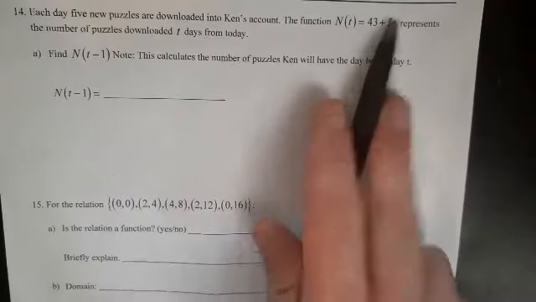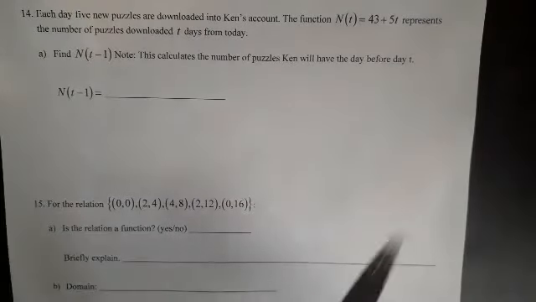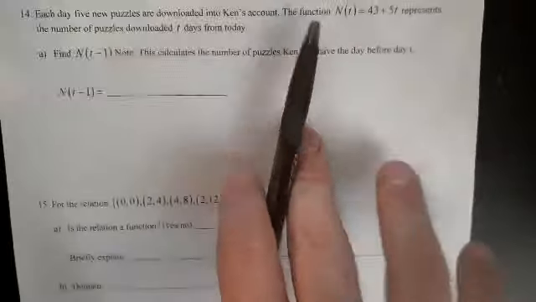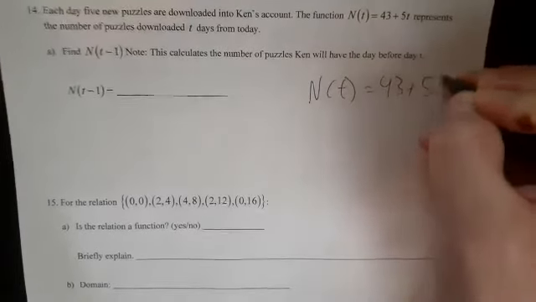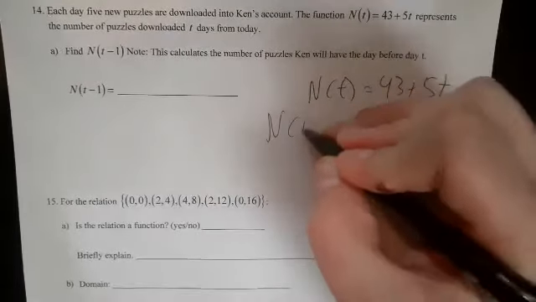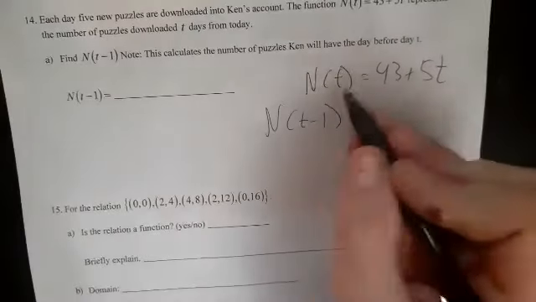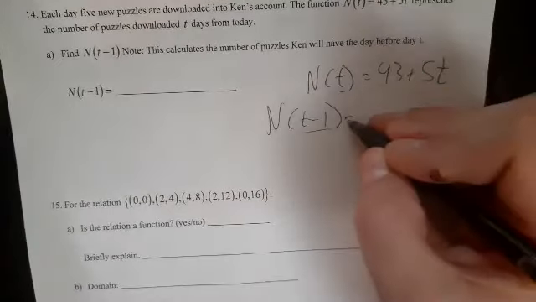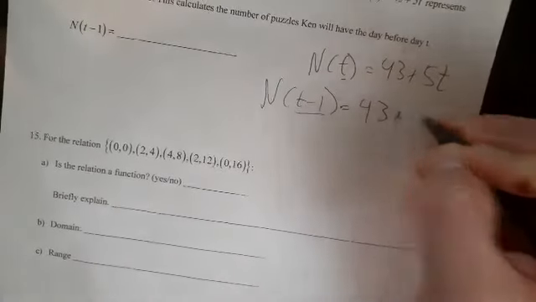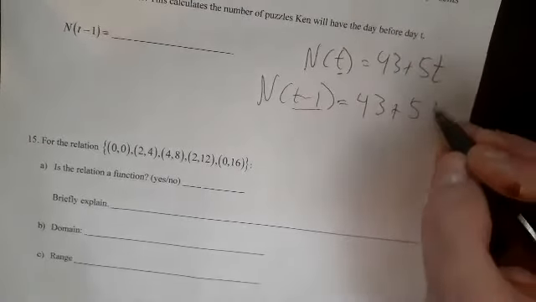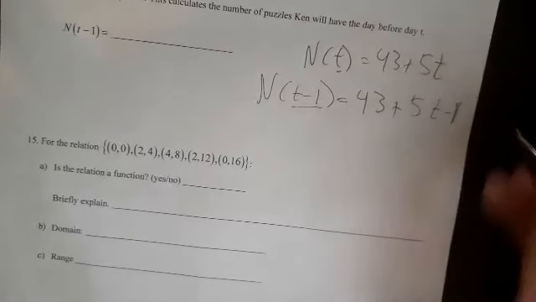If we have n of t and it represents the number of puzzles after t days, we want to find n of t minus 1. So if n of t is 43 plus 5t, what is n of t minus 1? What have we done to go from n of t to n of t minus 1? Everywhere there's a t, we're going to have to plug in a t minus 1. So this is 43 plus 5, and now instead of t, I'm going to plug in a t minus 1.